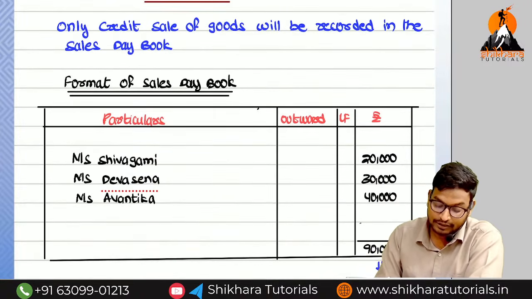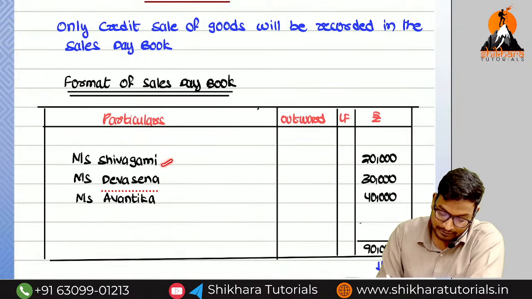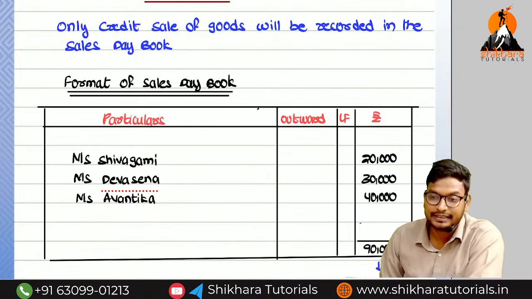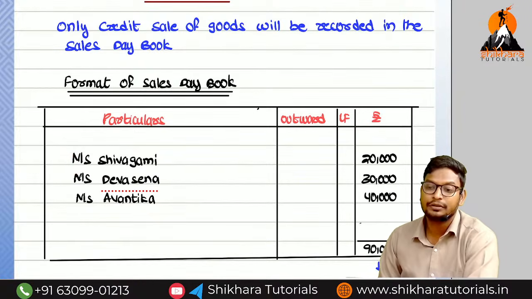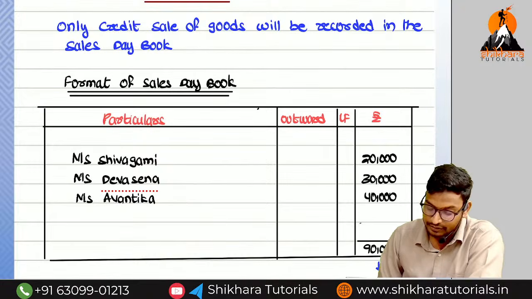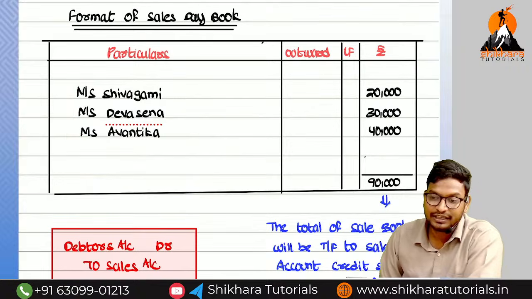So what is the format of the sales day book? Simple. Particulars, there inward, here what? Outward, and LF and amount in rupees. So we are going to sell to Shivagami, Devasena and Avantika. So normally, is this called credit sale or cash sale? Credit sale. Normally we need to pass how many entries? We need to pass 3 entries. But in this situation, we are not going to pass the entries because we are maintaining what? Subsidiary books. For that reason, all the debtors information will be available here itself.